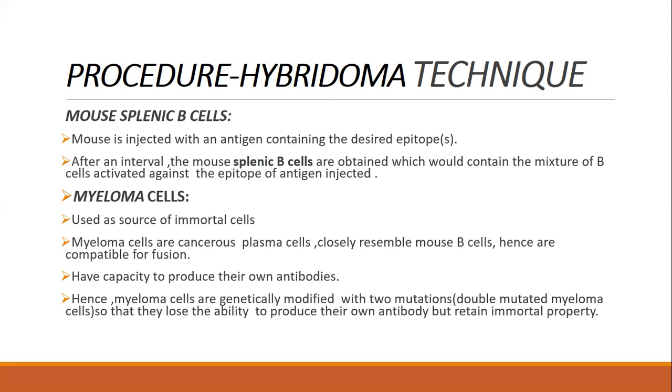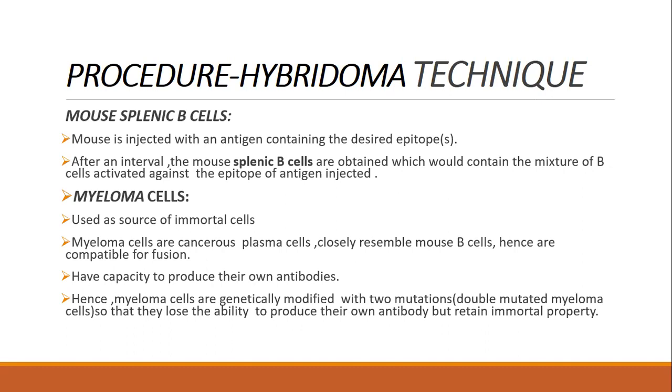Now, what is the procedure of the hybridoma technique? First of all, mouse splenic B cells. As I explained, the mouse is injected with an antigen containing the desired epitope. You are injecting the mouse with an antigen against which a specific antibody will be produced. After an interval of around 72 hours, the mouse splenic B cells are obtained, which contain a mixture of B cells activated against the epitope of the antigen injected.